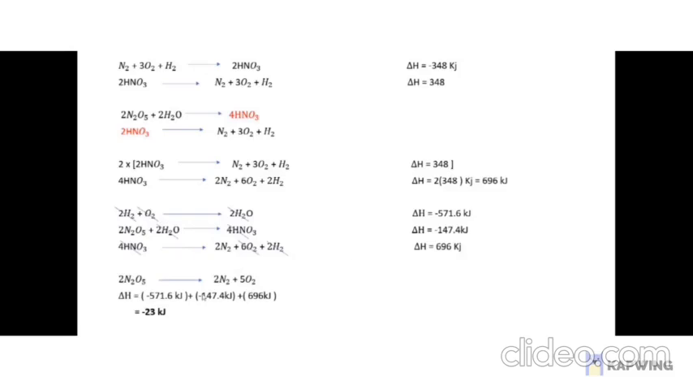The final chemical equation reaction would be 2 moles of dinitrogen pentoxide produces 2 moles of dinitrogen and 5 moles of oxygen. To find the heat of reaction, we have to add all the 3 heats of reaction of the 3 chemical equations. So it will be negative 571.6 kilojoule added with negative 147.4 kilojoule added with 696 kilojoule. We would get the answer as negative 23 kilojoule as the final answer.